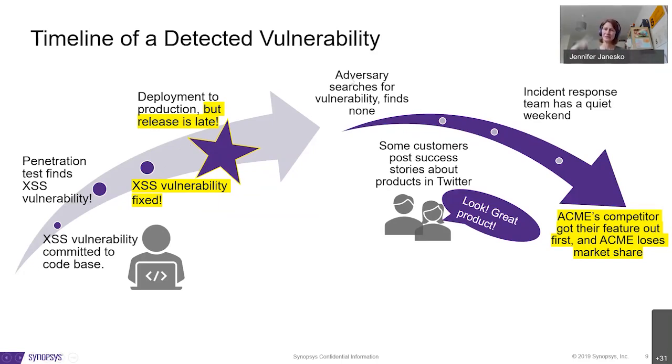The adversary, the same one from before, looks for vulnerabilities in your code, doesn't find any. That's a good thing. Some customers have picked up and are tweeting about the success of the product. Your incident response team gets a quiet weekend. But your competitor, so Acme's competitor, got their feature out first because your feature was late, and Acme loses market share. So in this scenario, we have a couple of not so nice things.